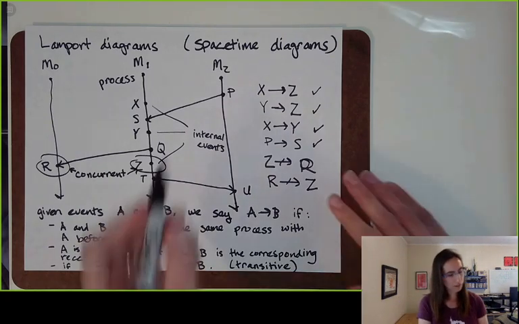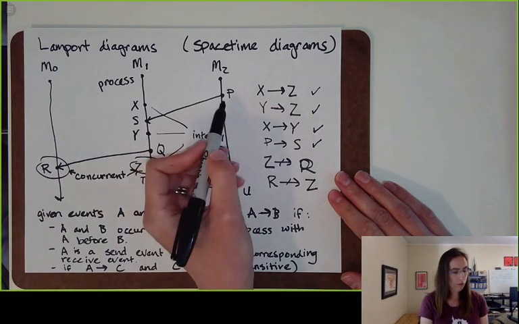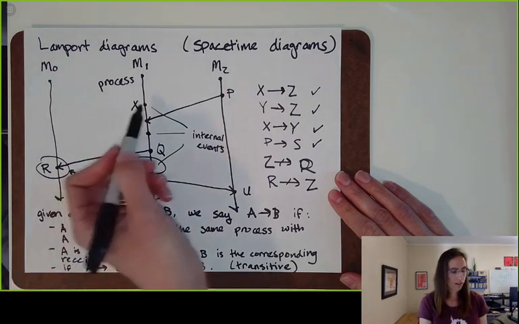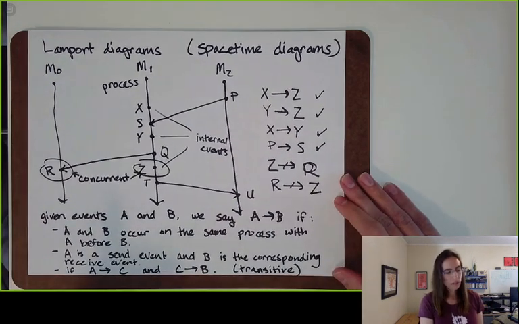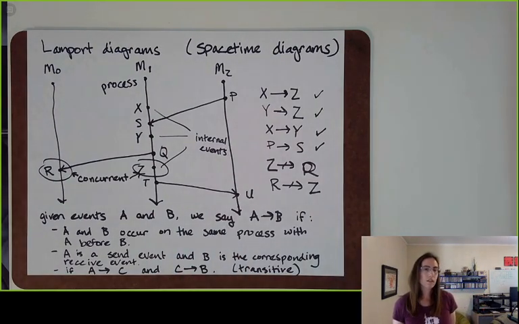P and X. Good, yeah. So we can't say anything about whether P happened. We can't say that P happened before X. We can't say that X happened before P. Because they're on different machines, right? And these machines don't share a clock.